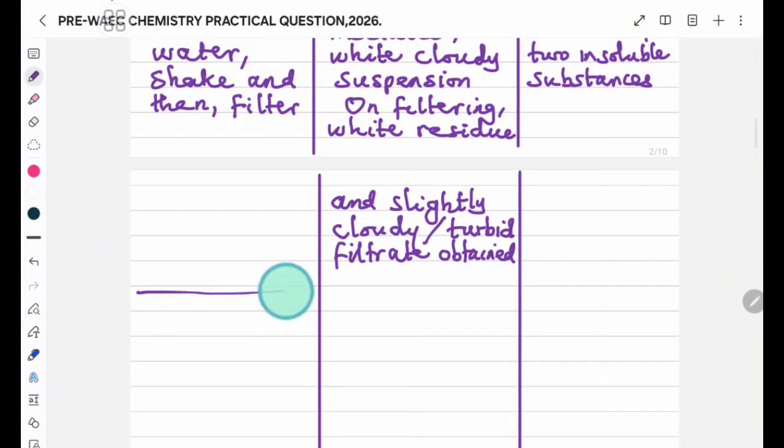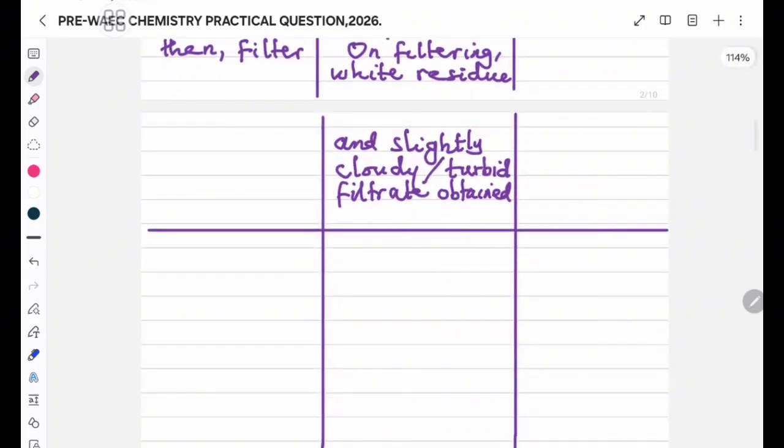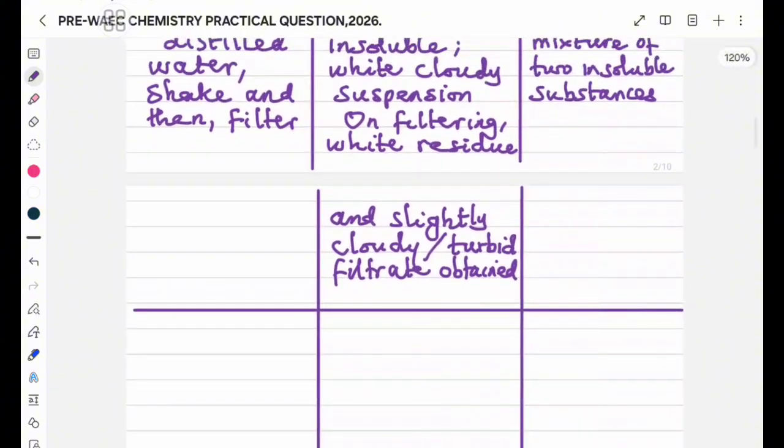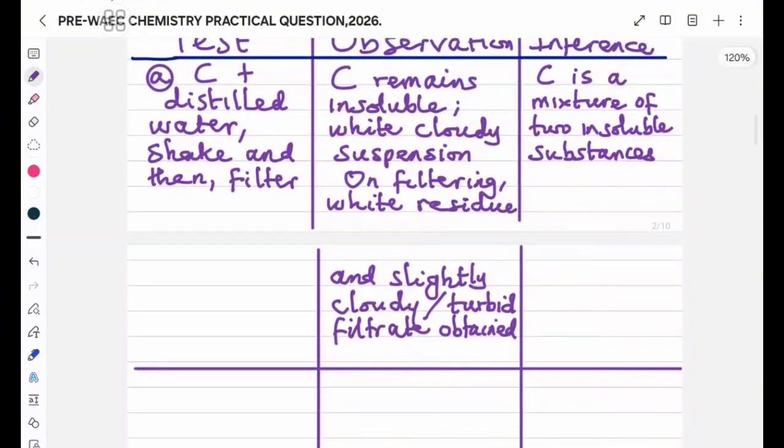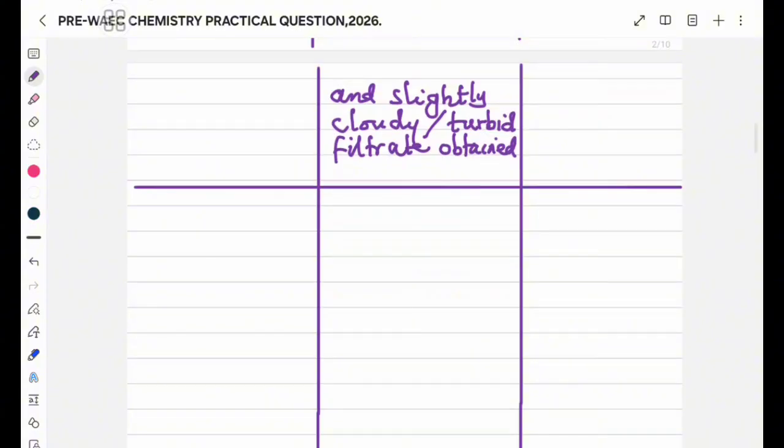Let's go to the next test. You rule a line so that your report will not be muddled up. Separate the tests, and when you're writing your test and inference, write them in such a way that your observation and inference must correspond to the test you carry out. Don't mix them up. Now, after that test, before the next test, try to leave a line or rule a line. And let's go to the next test.